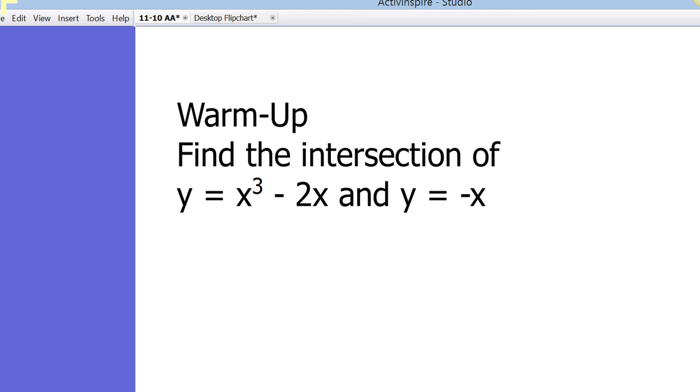All right. Let's take a look at it. No, you need to factor out a common factor of x. Oh, I see what you did. Let me show you real quick.